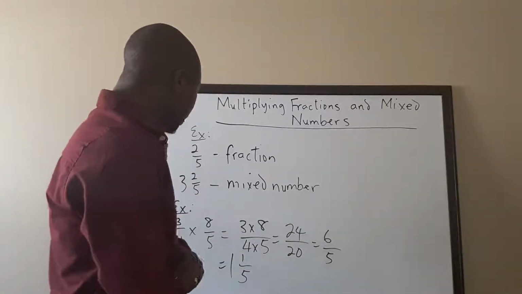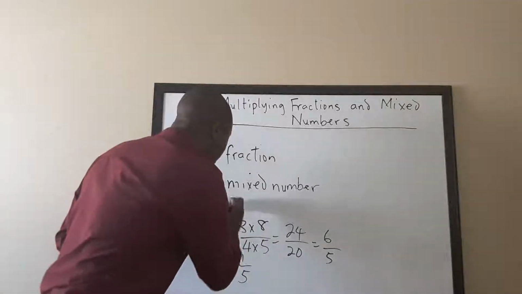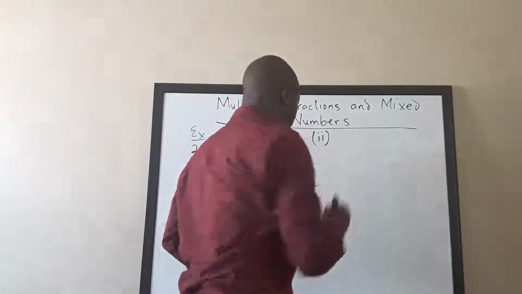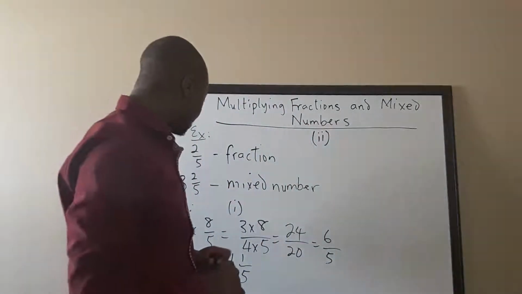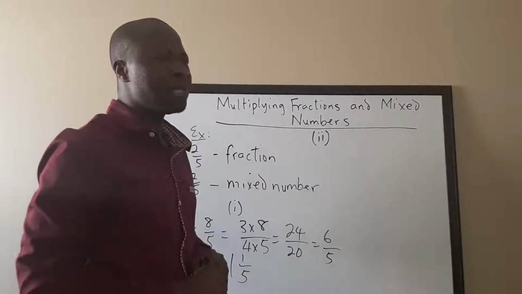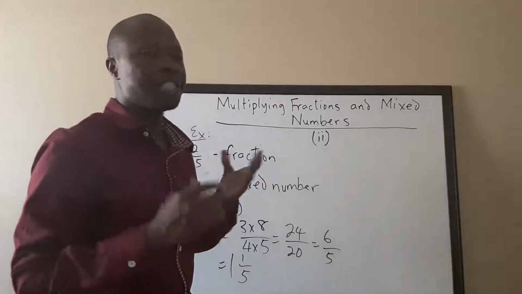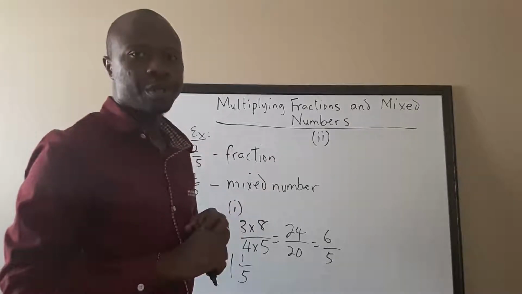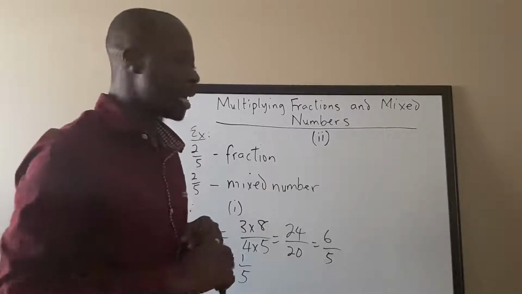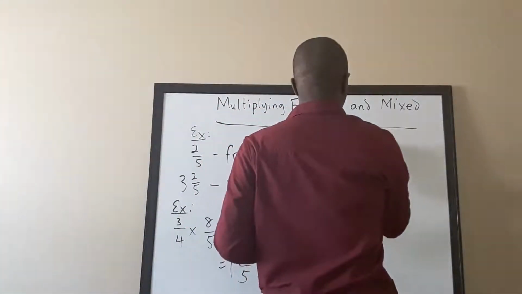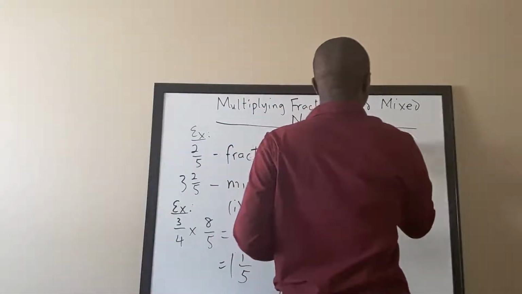Now I want to quickly show the second method. So I'm going to do method 1 here, and I'm going to do method 2 here. So you may see me use method 2 a lot, just because I find it shorter and easier to work through. But feel free to use method 1 as well. So 3 over 4 times 8 over 5.